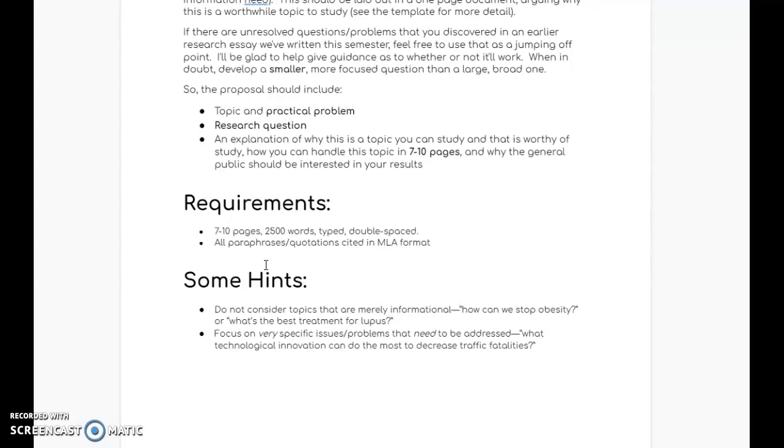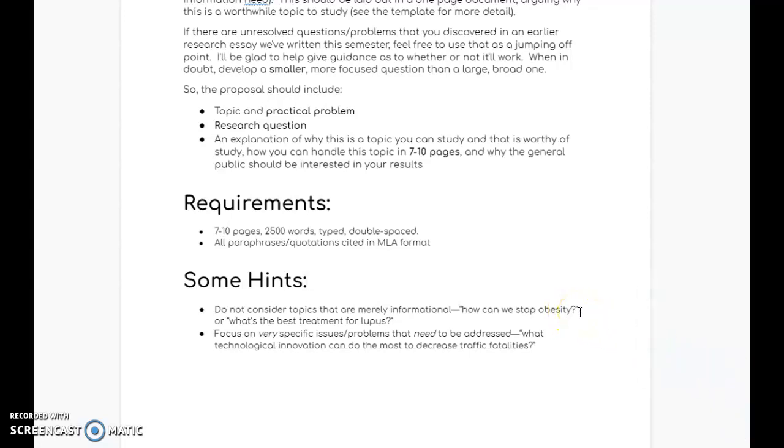Okay, what technological innovation can do the most to decrease traffic fatalities? So it's a pretty specific thing. What would we need to know in order to be able to answer this question about traffic fatalities? We'd need to know where traffic fatalities most often occur, what the causes of those are, what technological things exist that could reduce the incidence of those, and we have to find the most practical, most pragmatic, best one. Again, this is the art of investigation.